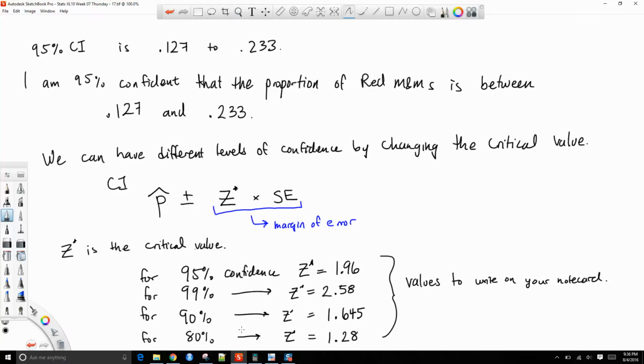Would I ever ask you to make a 97% confidence interval? No, I would never ask you. Could someone make a 97% confidence interval? Yes, someone could make a 97% or a 98% confidence interval. You would use a different value here, but these are the standard numbers to use.